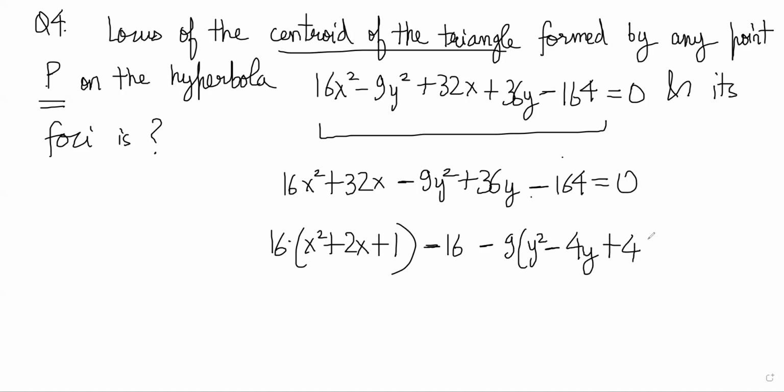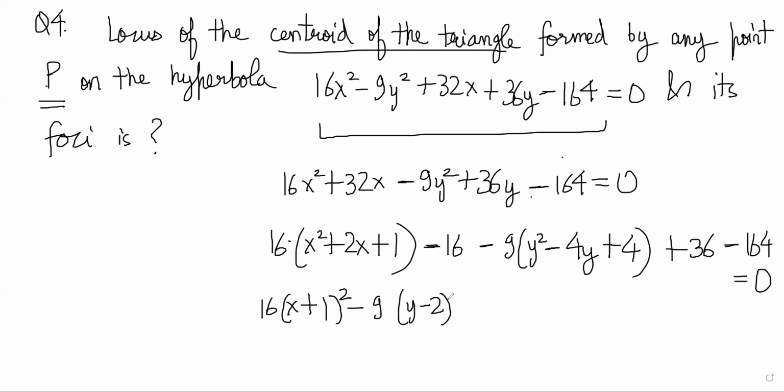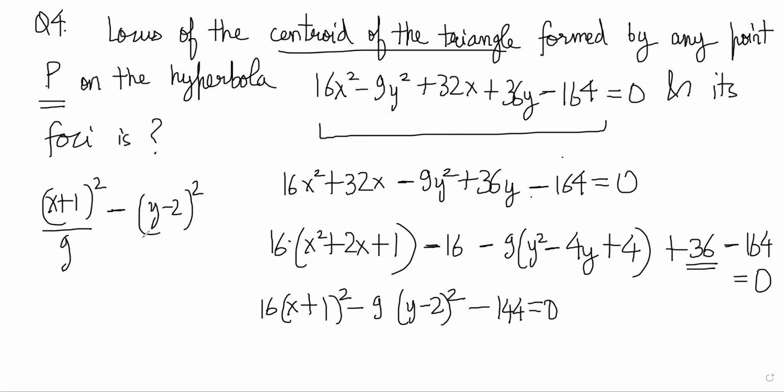I'll do a plus 4. So I've done a minus 36. So I should add a plus 36, right? And basically minus 164 equals 0, right? This is a minus 36 I have added. So plus 36 and this is a plus 16, right? We are getting 16 times x plus 1 whole square minus 9 times y minus 2 whole square. And this is becoming plus 20. So minus 144 is equal to 0. So we are getting the hyperbola equation as this: x plus 1 whole square by 9 minus y minus 2 whole square by 16 equals 1, right?